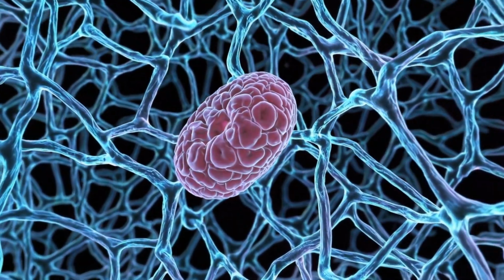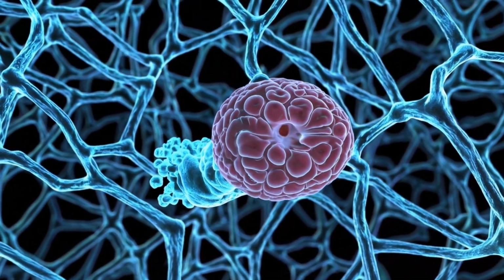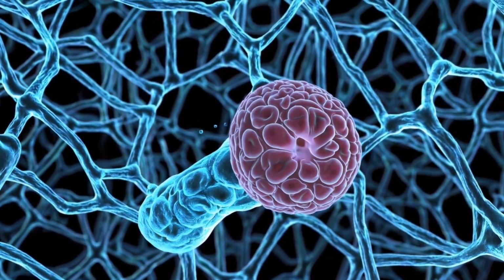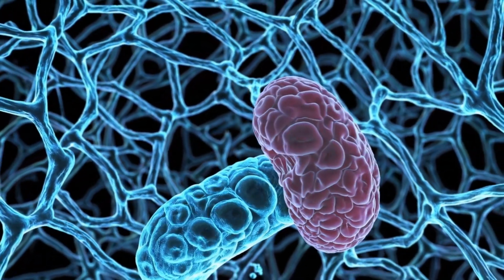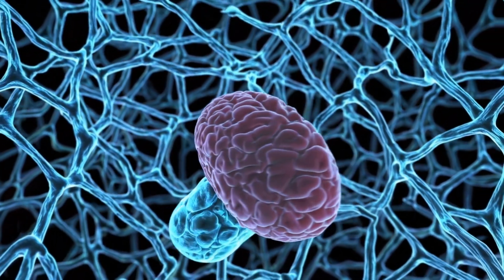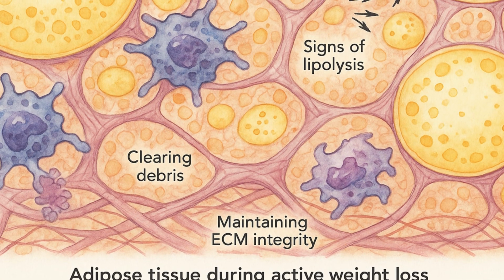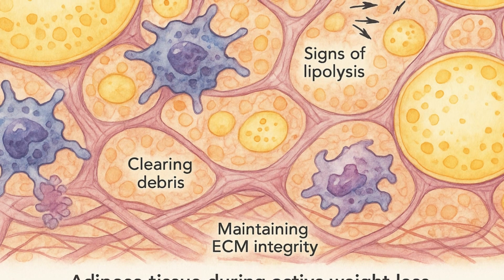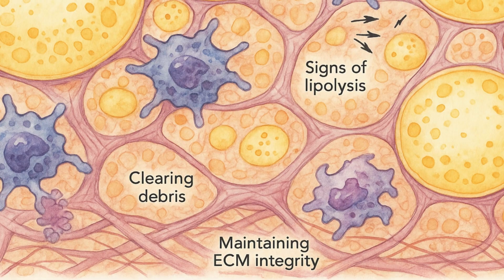This phagocytic function is not a secondary feature, it is central to adipose tissue's ability to sustain itself. Just as the liver detoxifies blood and the skin renews its outer layers, fat must manage its own cellular waste to remain viable. The immune system embedded within adipose tissue provides this housekeeping function, ensuring that old or dysfunctional cells do not accumulate and compromise depot integrity.